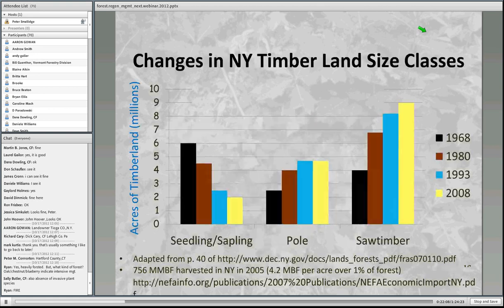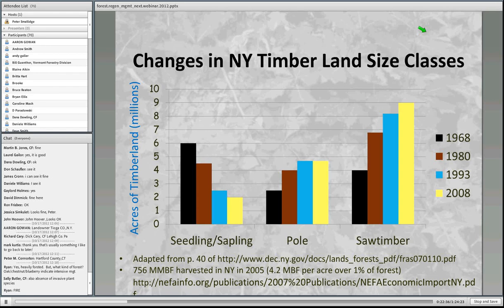The way the forest has changed through time tells us a couple of interesting things. If we look at the black bar, which is the late 1960s, we can see that there were 6 million acres of forest land that were seedling and sapling. And that was matched against about 4 million acres of forest land that was classified as saw timber.